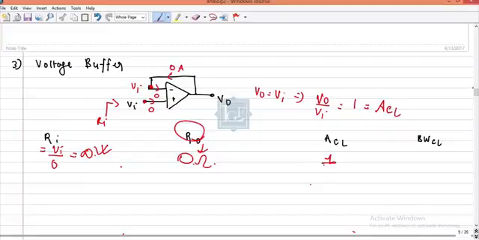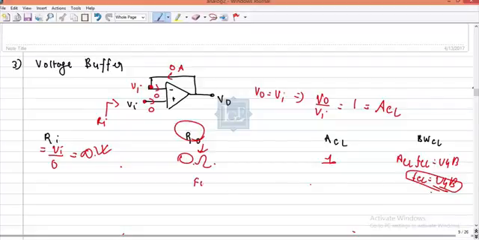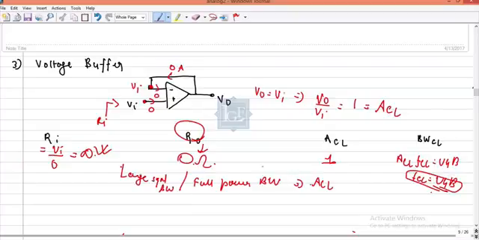Now what is the closed loop gain? This is equal to 1. What is the bandwidth of closed loop? You can understand like this: ACL times FCL equals UGB. Since ACL is 1, FCL is equal to UGB. Now, you remember full power bandwidth, which we discussed earlier, where I called it large signal bandwidth in the basics. That term was derived for simply a voltage buffer circuit also, so you can link that part to here.